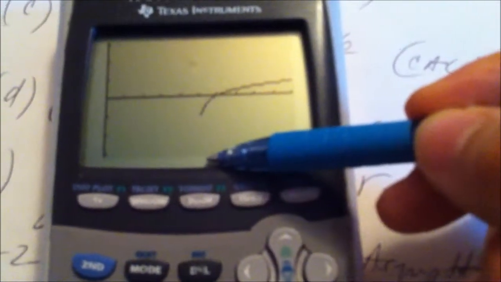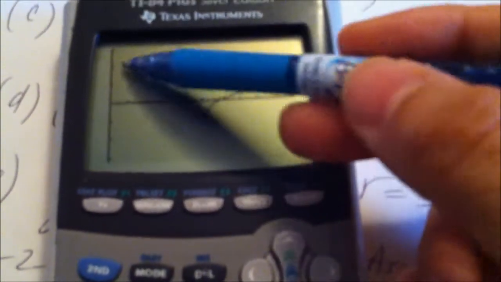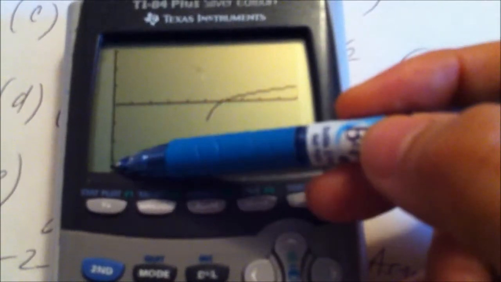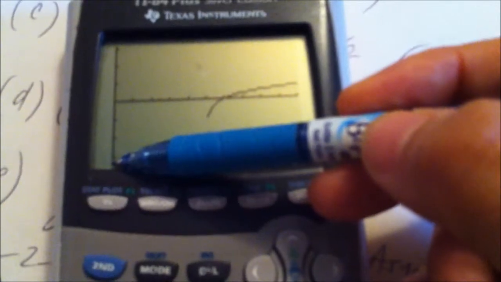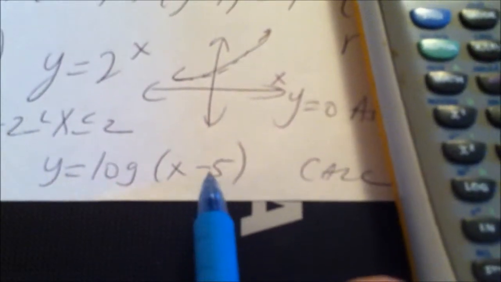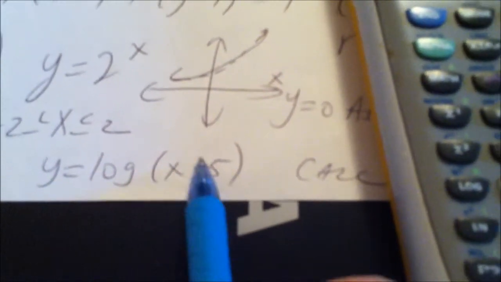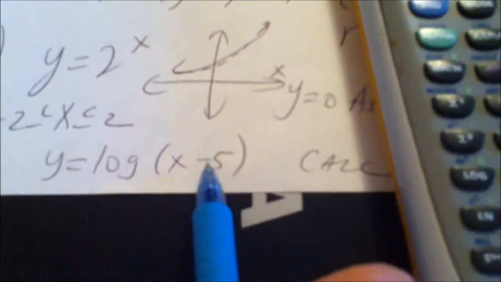Why? Because there was some horizontal shifting going on in the graph. Normally the log curve will approach the y-axis where x is 0. It'll get closer and closer to it, but it will never cross it. But here, this was a horizontal shift of 5 to the right. We know that horizontal shifts are opposite shifts. So everything of the log aspect is shifting over here.